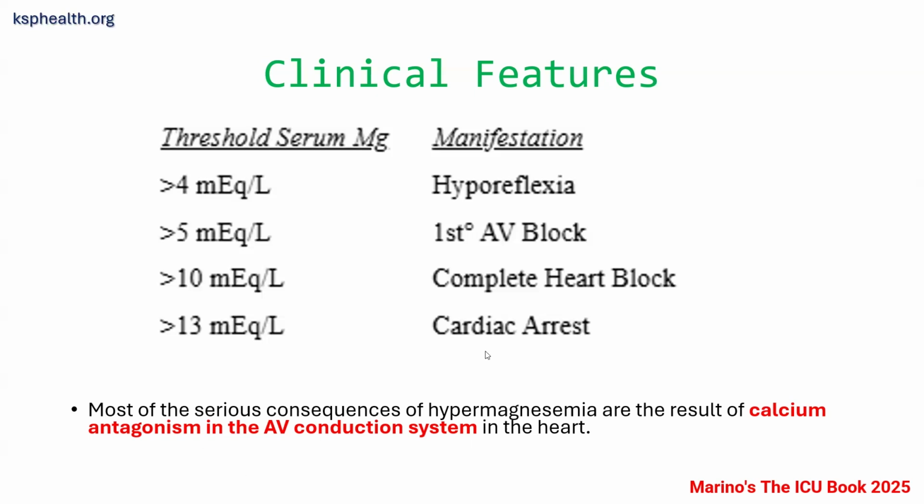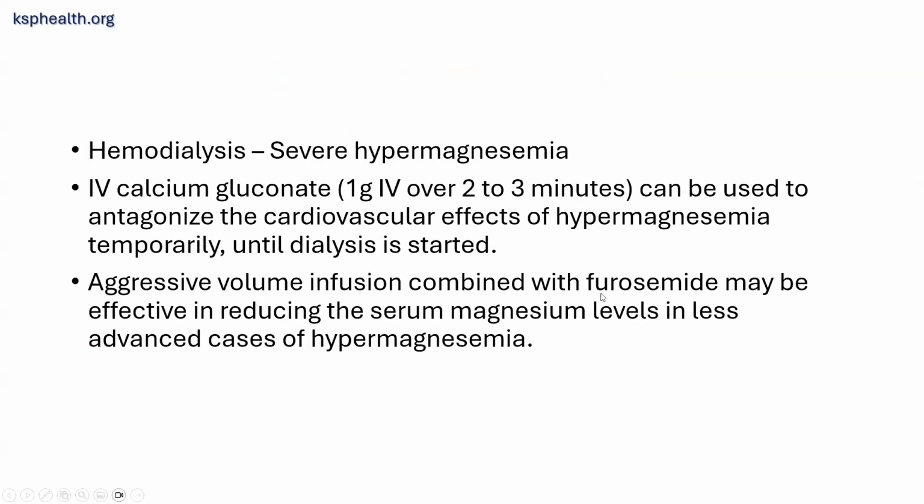Most of the serious complications of hypermagnesemia are a result of calcium antagonism in the AV conduction system of the heart. When there is severe hypermagnesemia, in addition to IV calcium gluconate and volume infusion with furosemide, prepare for hemodialysis, because those are temporizing measures while you are getting rid of it, especially when the level is like 15, 16. Get the hemodialysis done aggressively. That is the best way to remove magnesium.